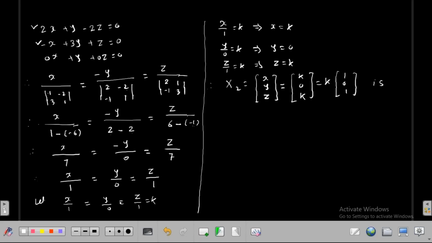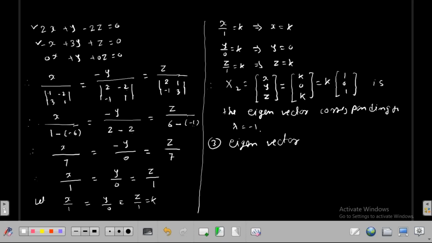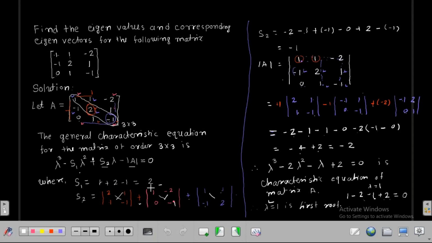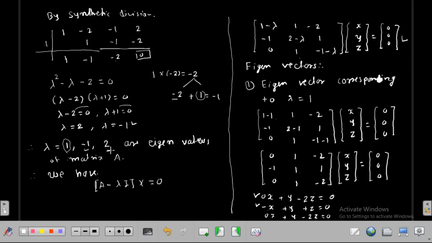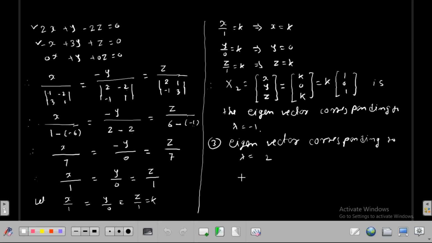is the eigenvector corresponding to lambda equal to -1. Now find eigenvector corresponding to lambda equal to 2. See, we got 3 eigenvalues, 1, minus 1, and 2. Now find the eigenvector corresponding to this 2.